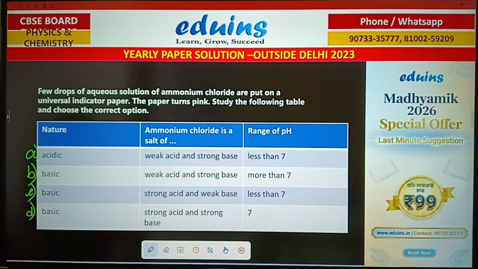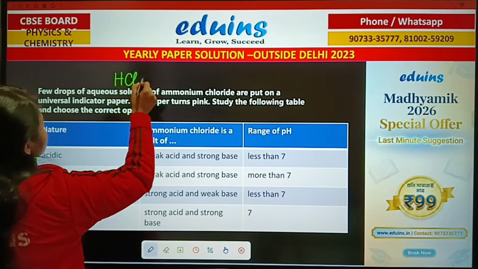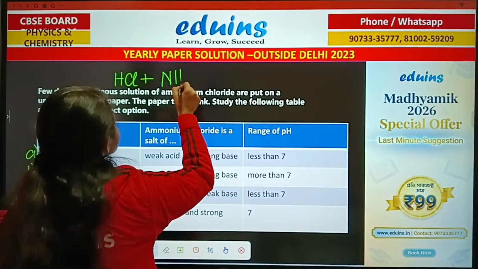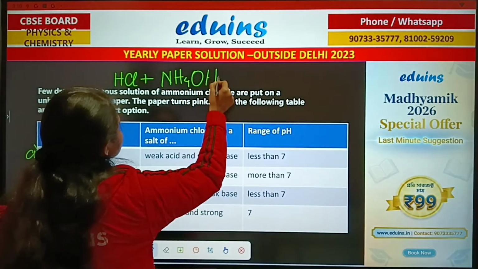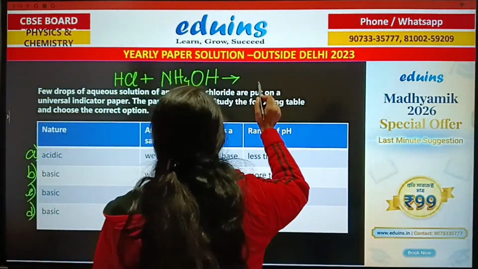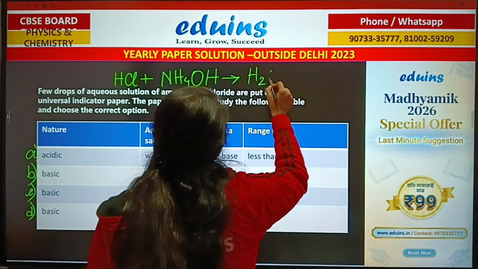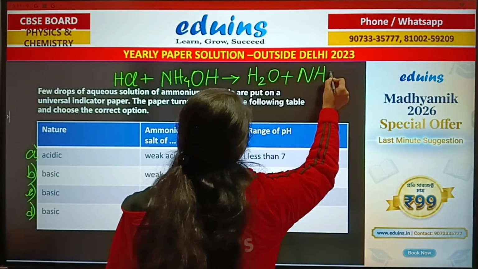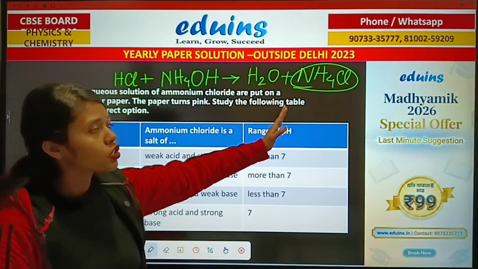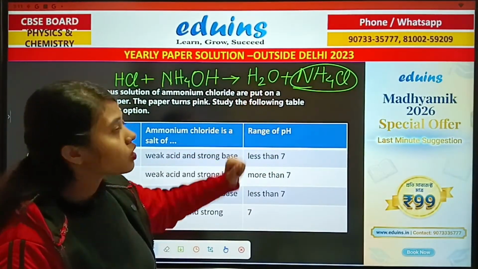So, at first we have to know the reaction and the reactants that make ammonium chloride. HCl and the other reactant NH4OH produce H2O and NH4Cl. So this is ammonium chloride in aqueous solution, because it is in a mixture with water.